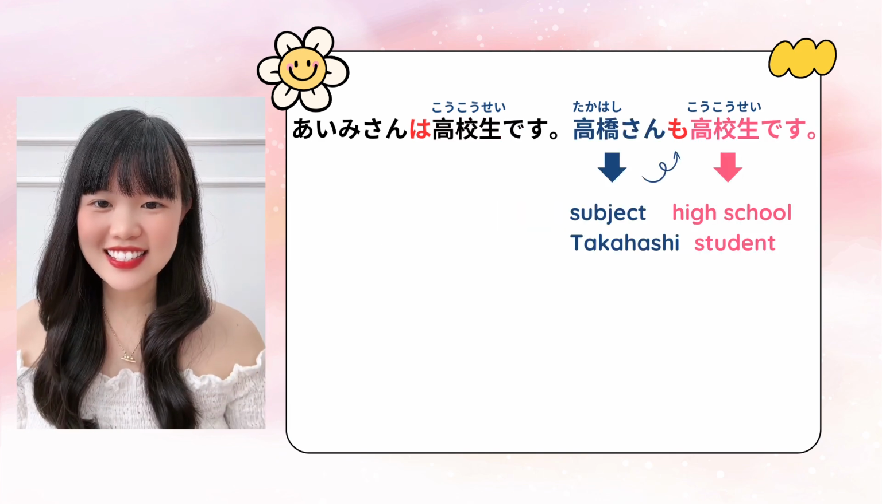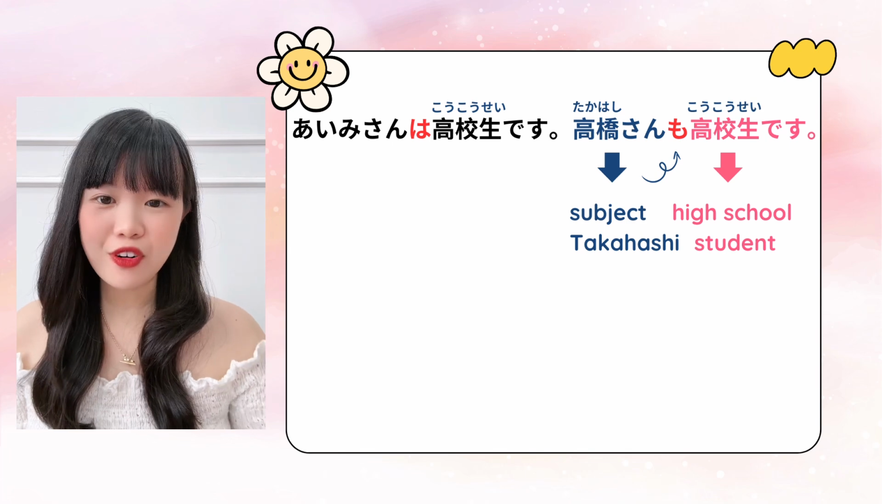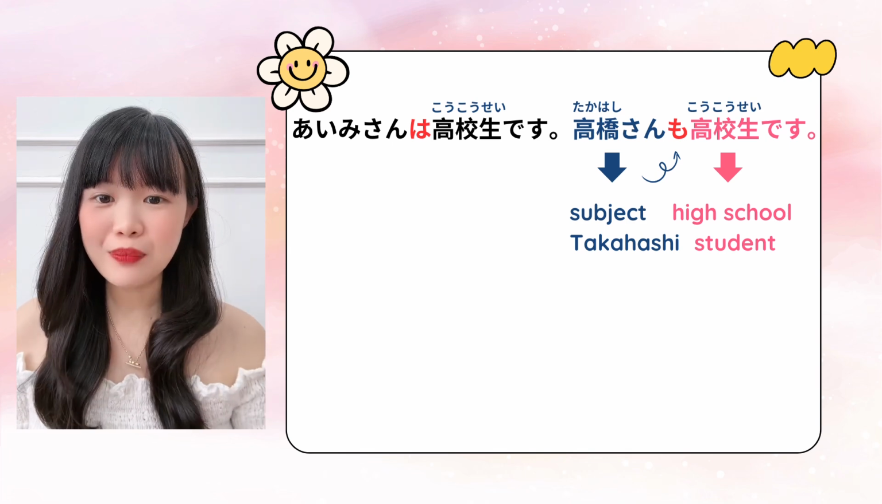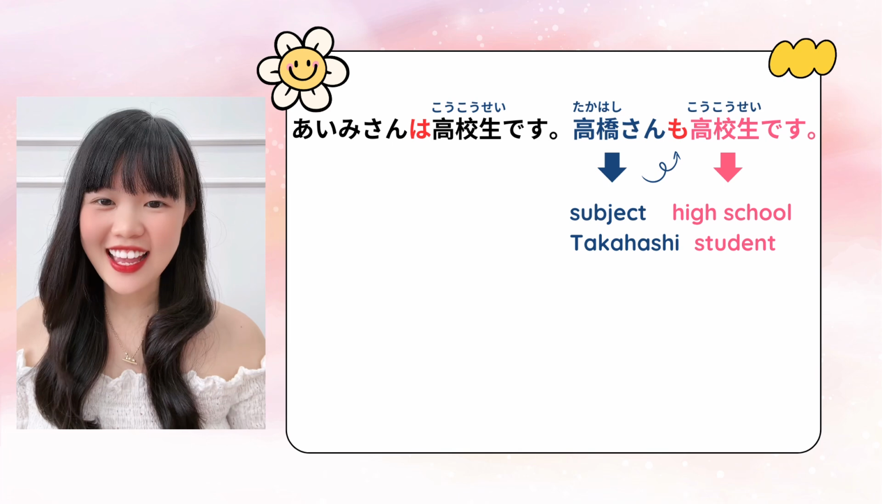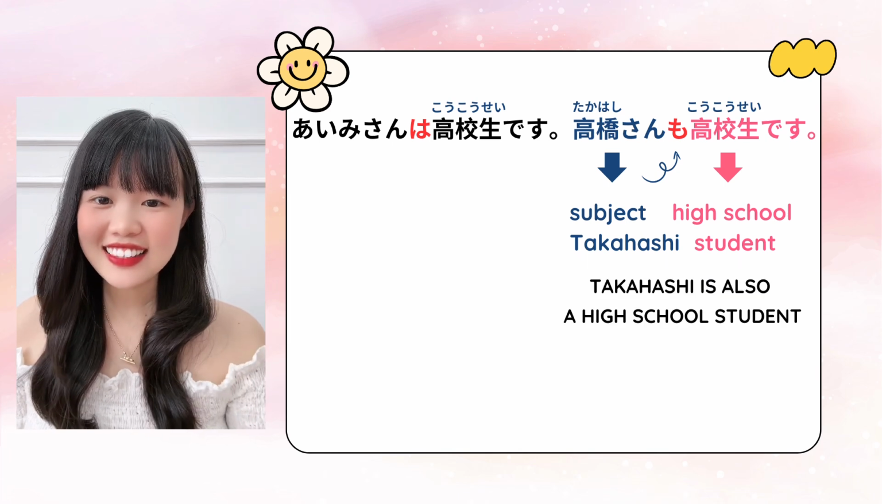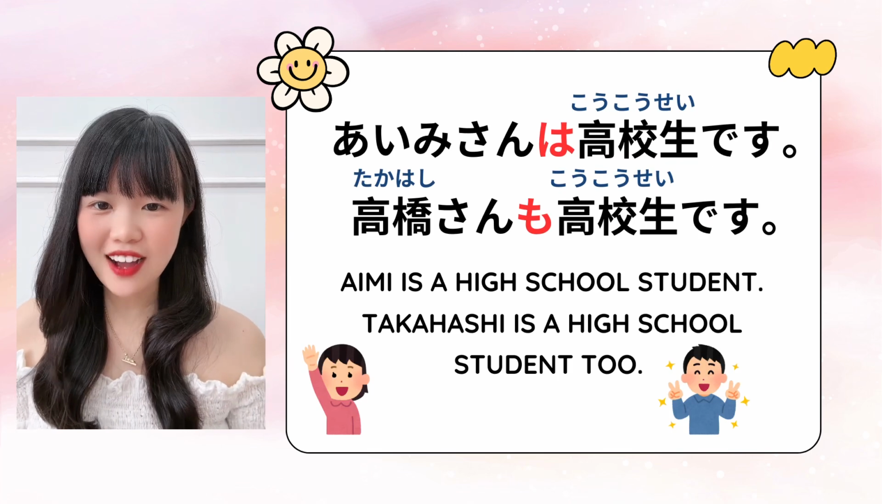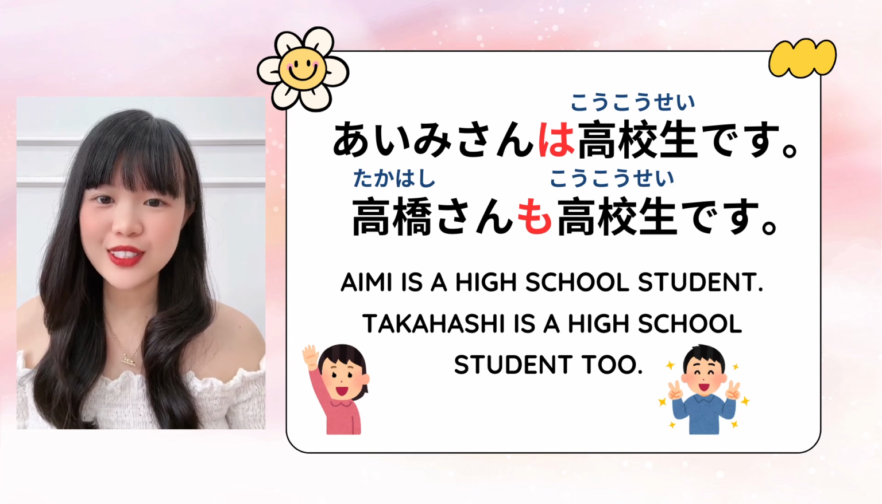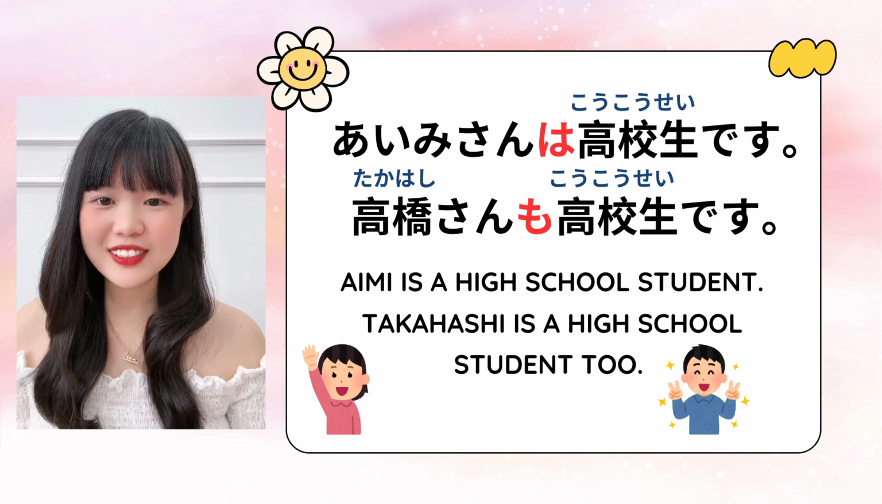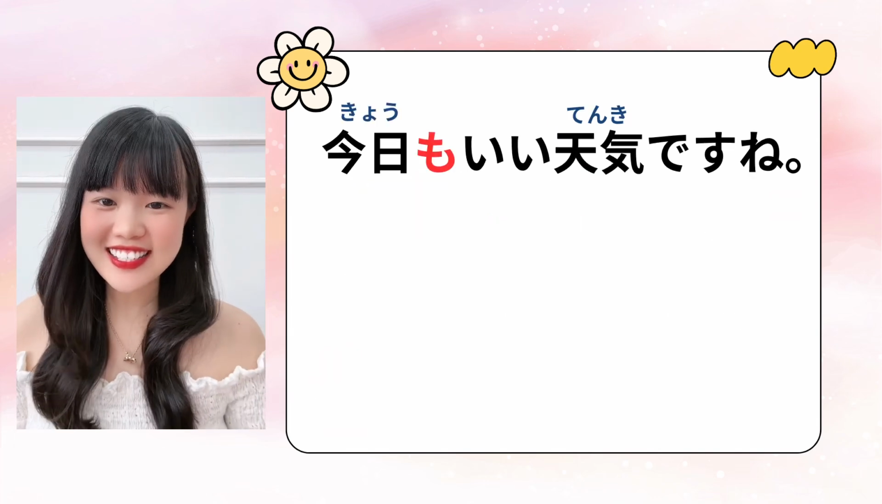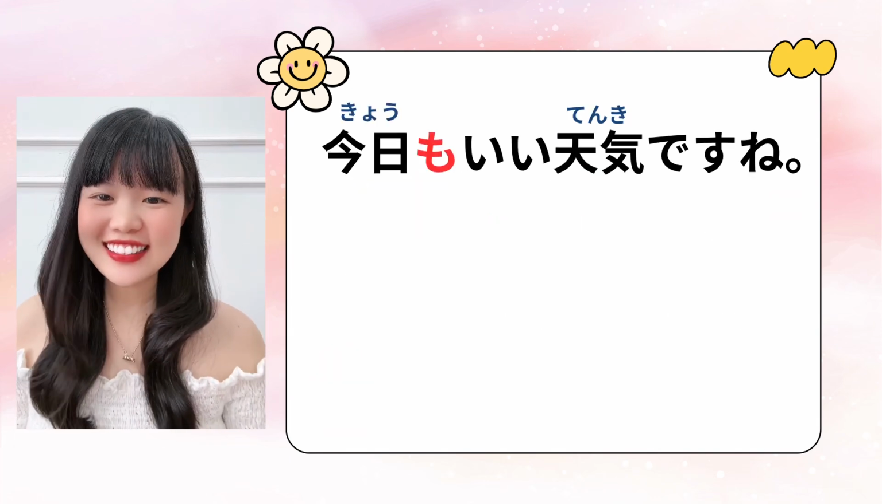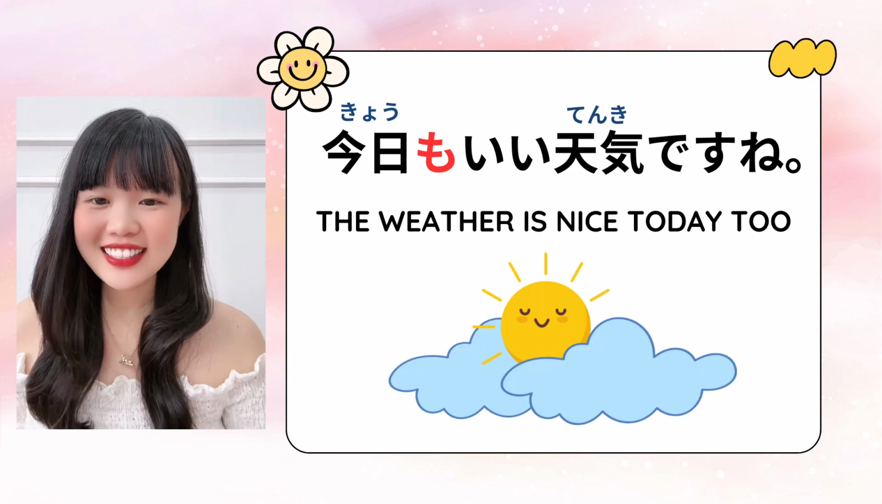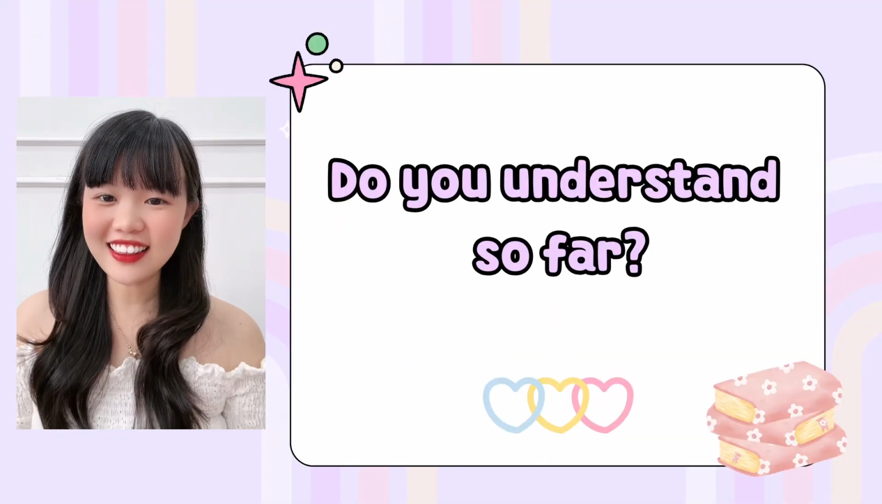In the second sentence, Takahashi-san comes before the particle mo, and the predicate is still gogosei, high school student. So, Takahashi is also a high school student. Therefore, Aimi-san wa gogosei desu. Takahashi-san mo gogosei desu. We can translate as Aimi is a high school student. Takahashi is a high school student too. Let's take another example. Kyou mo ii tenki desu ne. This means the weather is nice today too. Do you understand this so far?